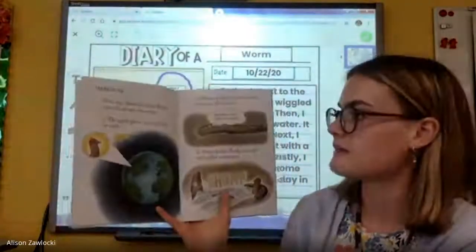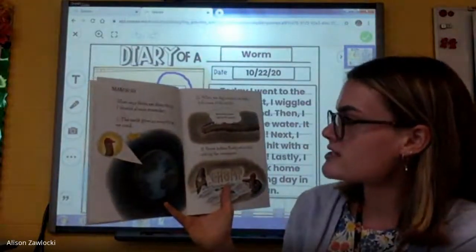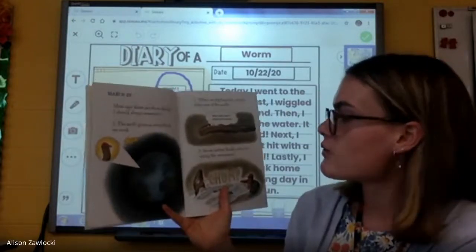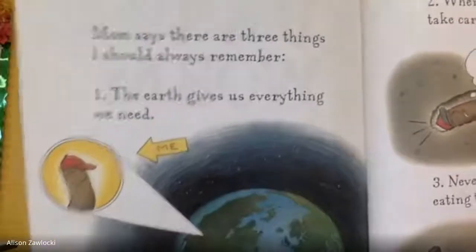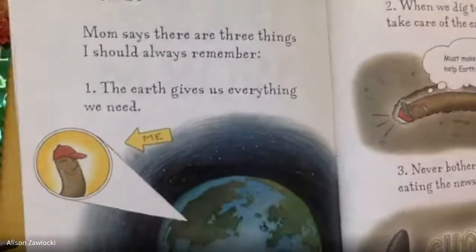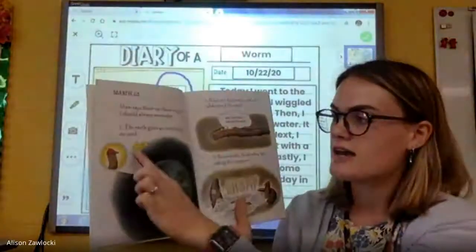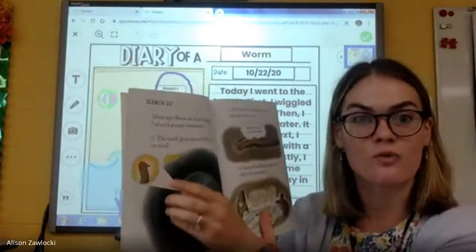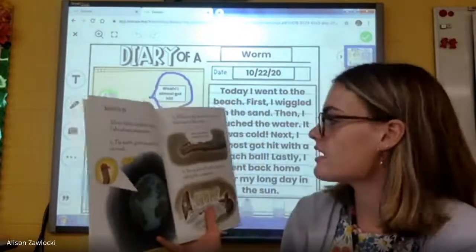So let's notice that. March 20th. Mom says there are 3 things I should always remember. 1, the earth gives us everything we need, and it says me. So by looking at the pictures and looking at the words, we can identify who is telling the story. We are learning that it says me here, so we know that the worm is telling the story. The worm has written all of these events that have happened in his life.